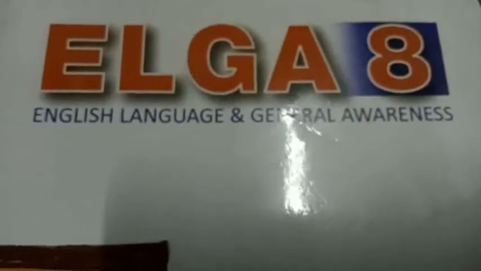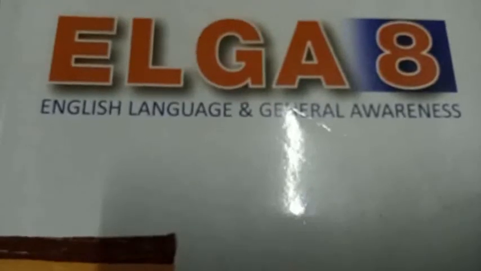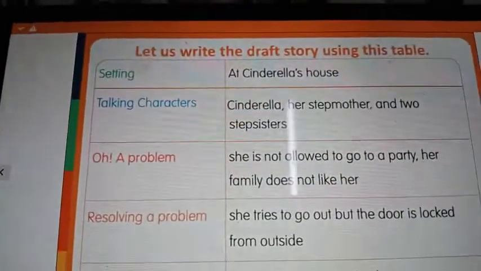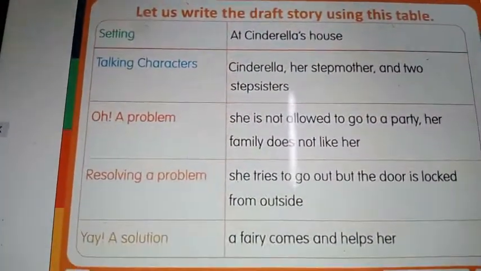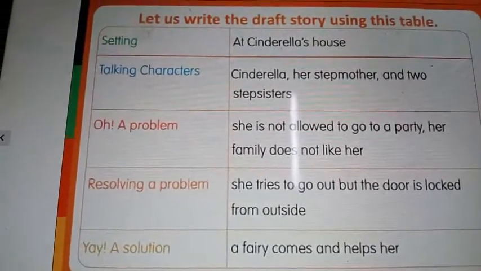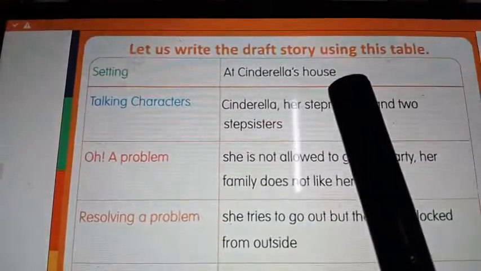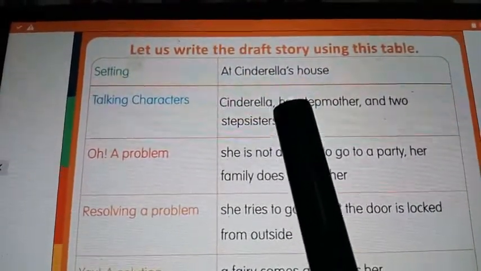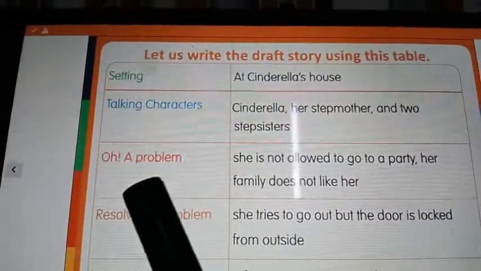We read that story, Cinderella's house. Do you remember that? Yes. Let us write a draft story using this table, right? Settings: where is the story taking place? At Cinderella's house. Talking characters: Cinderella, her stepmother and two stepsisters.